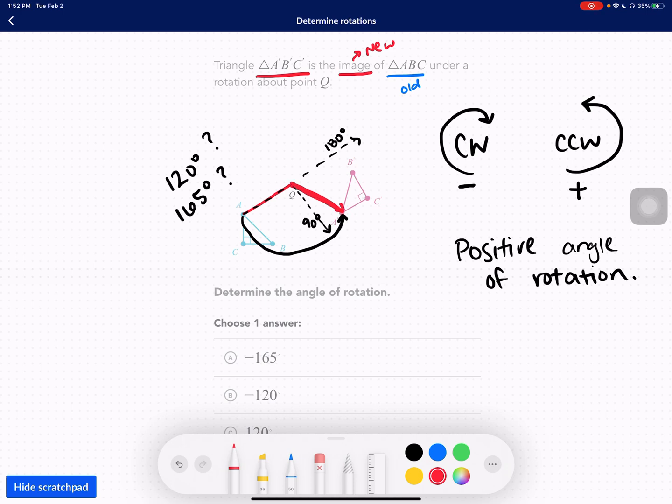This one should be about 120 degrees. 165 would be over here closer to the 180, okay? So you always want to set up your 90 and your 180, and then you can see, oh, okay.